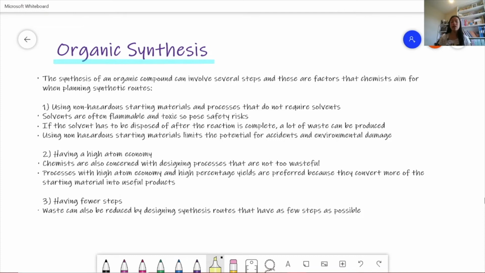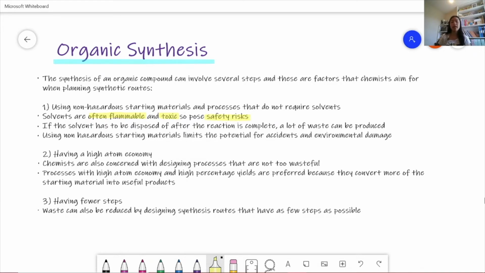So now we're going to look at organic synthesis. The synthesis of an organic compound can involve several steps, and these are factors that chemists aim for when planning synthetic routes. So synthetic routes are just routes that we can take to get from one organic compound to another. So for example, we could make an amine from an alkene. So the first factor we have to look at is using non-hazardous starting materials and processes that don't require solvents. And this is because solvents are often flammable and they're also toxic, and so we get some safety risks.